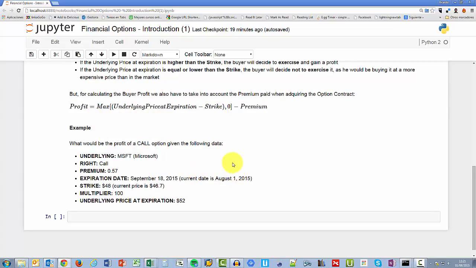So let's make an example, making a small program in Python that would calculate, based on these parameters and with this example, what would be the profit at the expiration date. I leave it for you to do it, and we will see it in the next session.